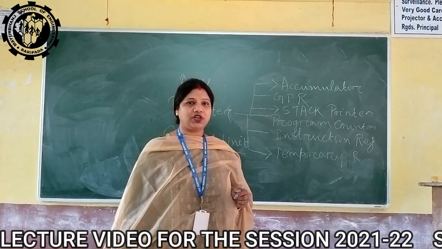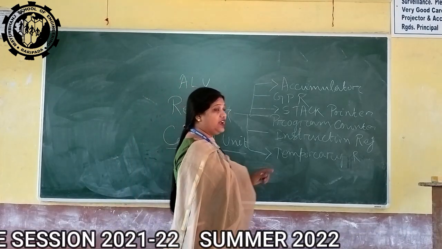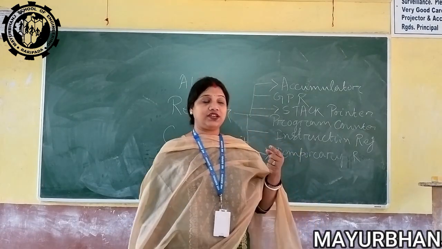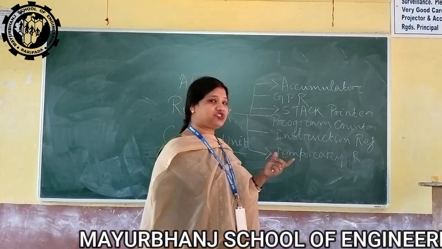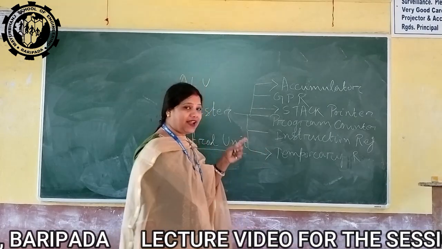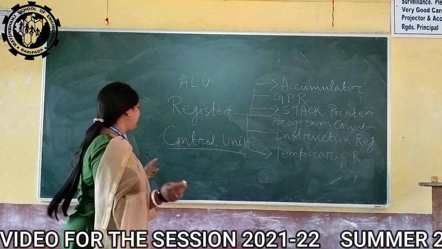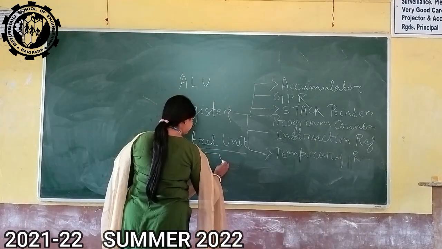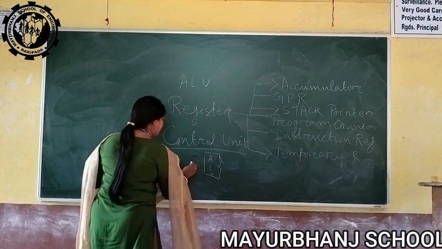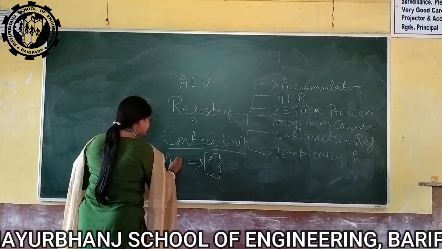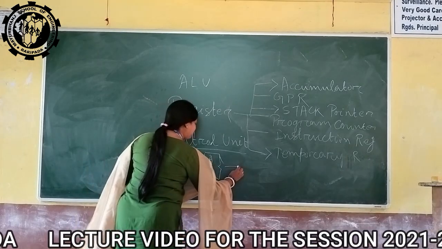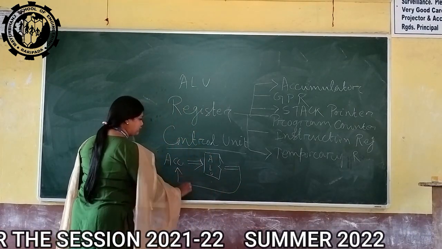So what is the function of the accumulator? The accumulator is an 8-bit register, otherwise named register A, and its main function is to act as an input to the ALU. The accumulator acts as an input to the ALU, and again the final result will be stored in the accumulator.